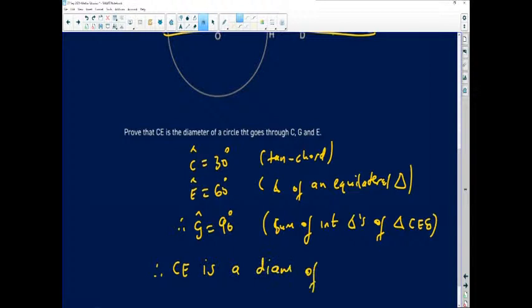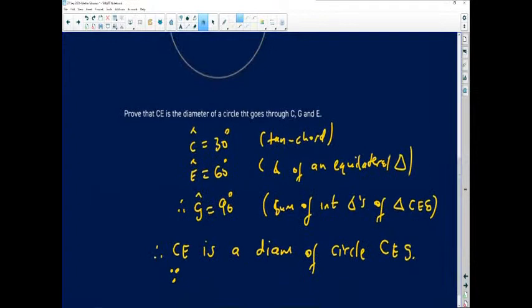Of circle CEG. Because this is the mathematical symbol for because. Yes, because converse angle on a semicircle. If an angle on a semicircle is 90, then that means you are dealing with a semicircle. If the angle is 90, that means that it's going to be subtended by a diameter to a circle that passes through those three points that you have over there. Right, that will be the end of this part of the question.